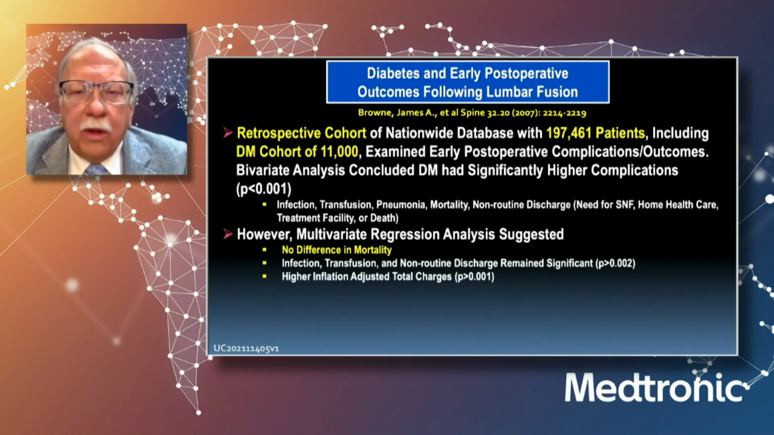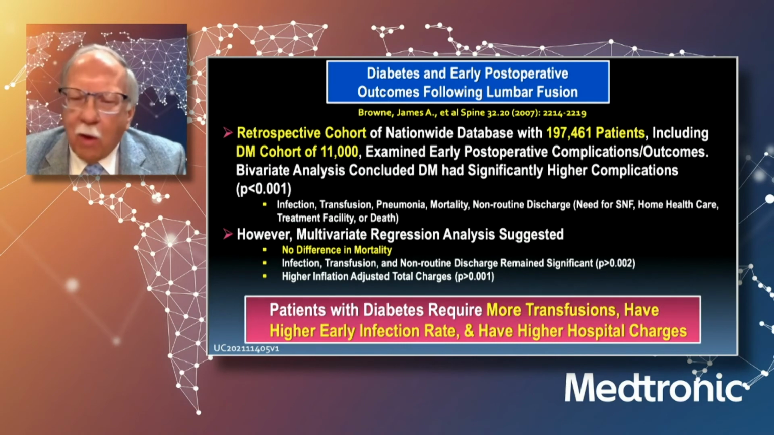Here we go. Brown looked at a large cohort of these patients, 11,000, and what he really found was that diabetics frequently require more transfusions, have a higher infection rate, and have higher hospital charges, as we would expect.